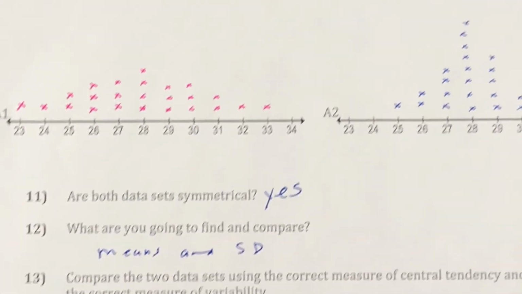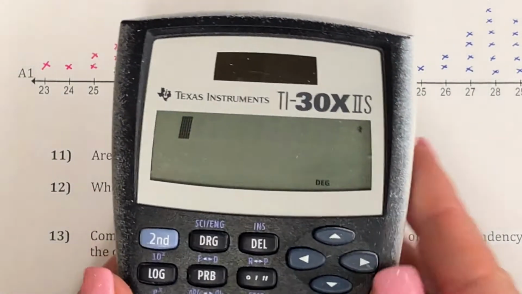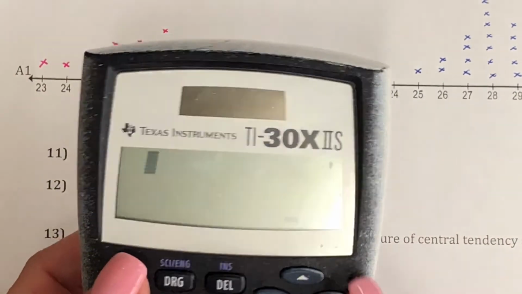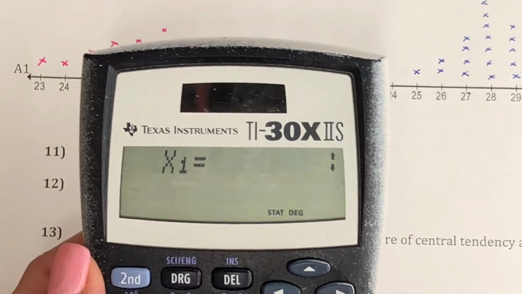Now, fortunately for us, we can just go ahead and put all that data in our calculator, and it'll calculate both the means and the standard deviations. Let's go ahead and do that. So we're going to get our calculator. We need to make sure it's in stat mode. So we're going to go second stat and hit enter, and now our stat button shows up. So now we're going to put in our data.